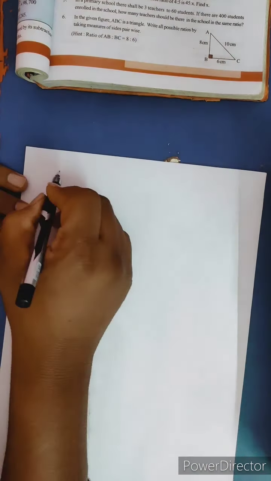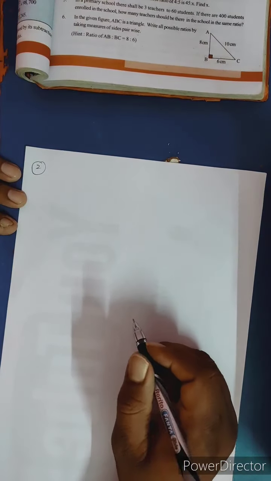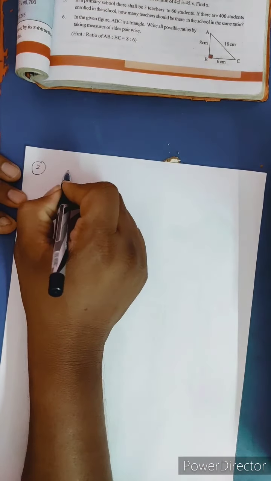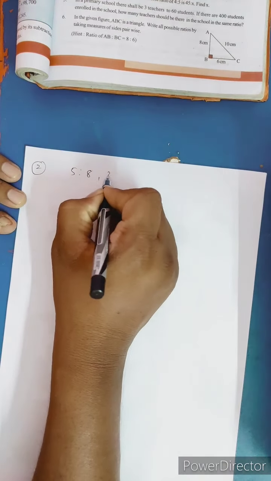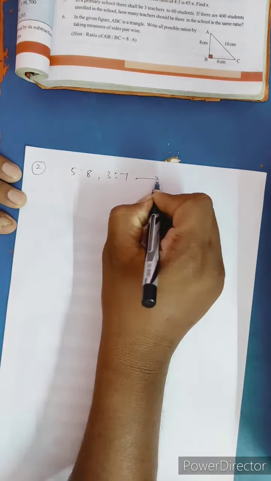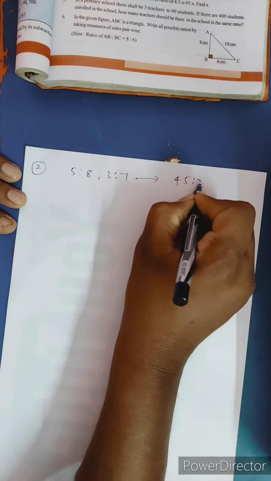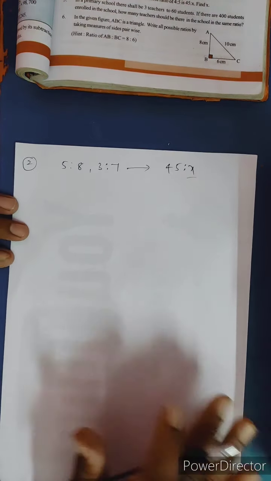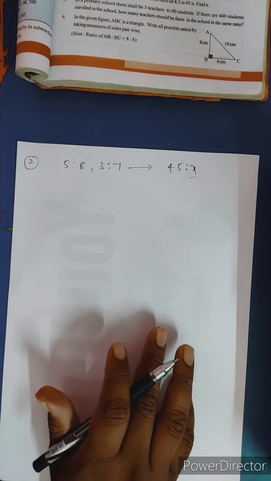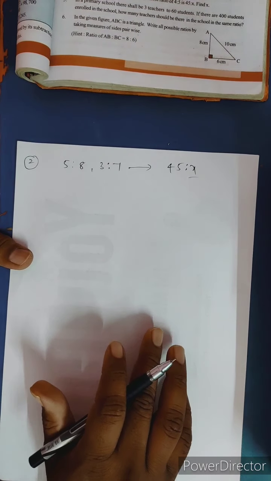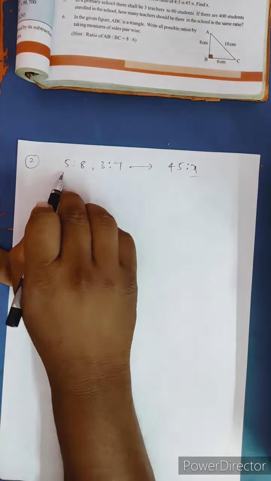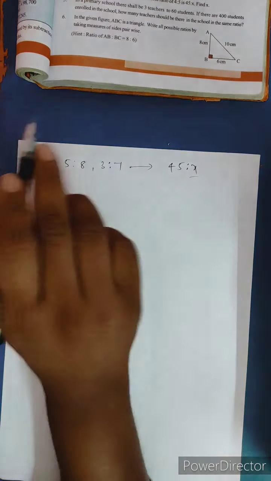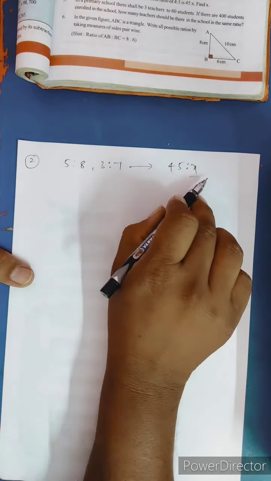Second one. If the compound ratio of 5:8 and 3:7 is 45:x, find the value of x. Very important problem. Problems like this came many times in competitive exams. The compound ratio of these two ratios, 5:8 and 3:7, is 45:x.